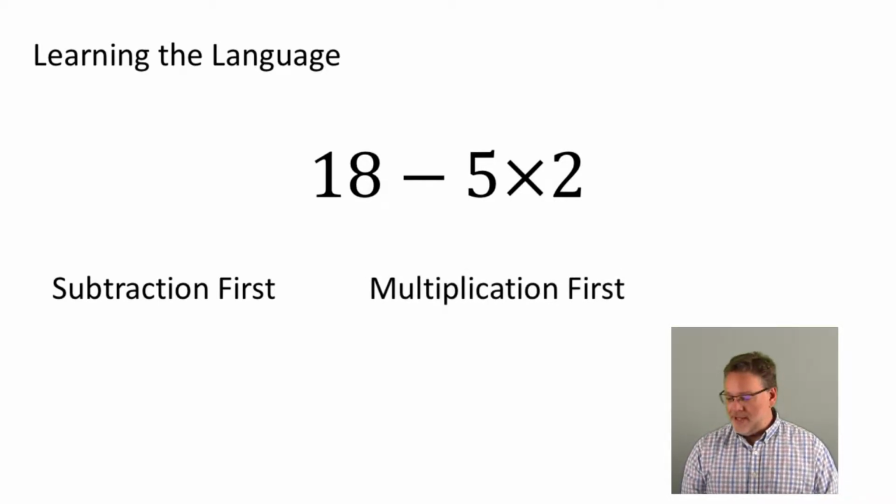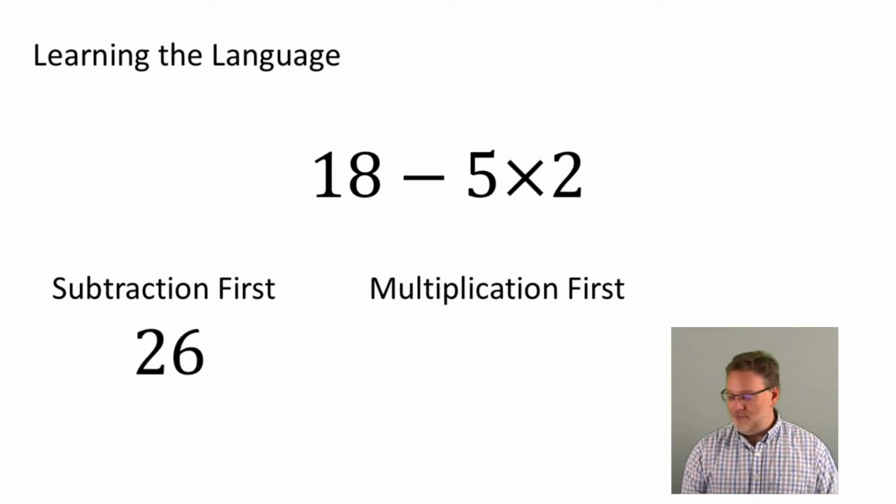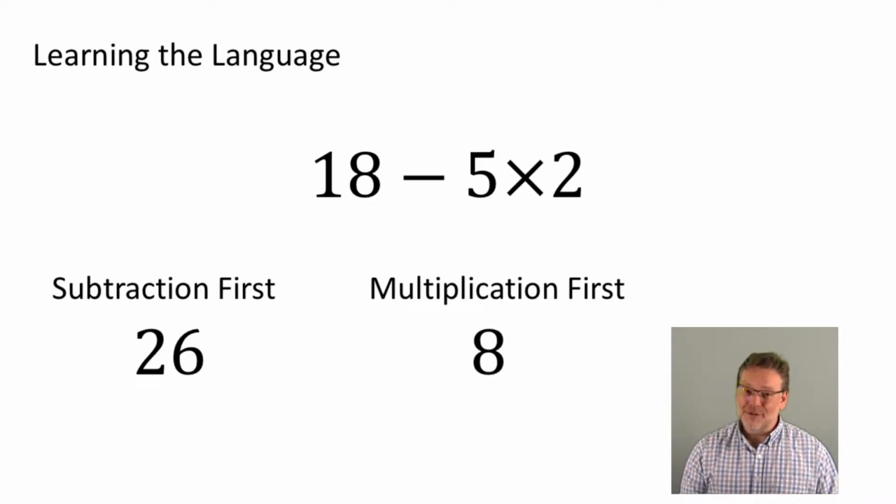I think you'll find that if you do the subtraction first, you have 18 minus 5, that's 13, multiplied by 2, that gives us an answer of 26. And if we do the multiplication first, we have 5 times 2, which is 10, subtracted from 18, that gives us a value of 8. So which one of these is correct?